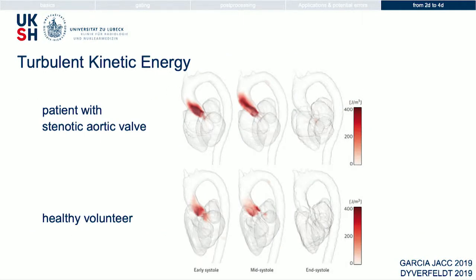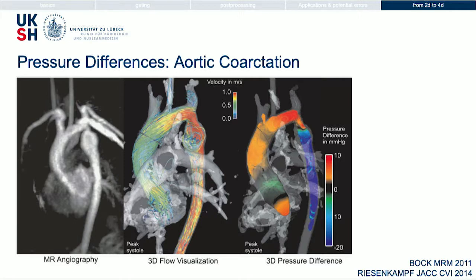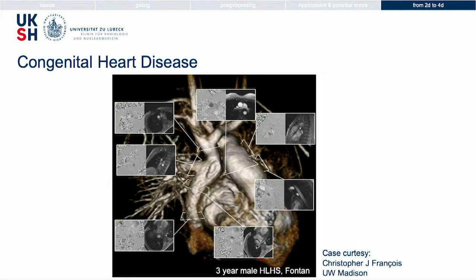You can also measure turbulent kinetic energy with 4D flow MRI. That's the energy that gets lost for blood propulsion and is just turbulent and doesn't help the blood flowing through the aorta. And you can also measure pressure differences, for example, in vessel stenosis, such as aortic coarctation. Remember, it's not the actual pressure you're measuring, it's the pressure differences you're measuring with 4D flow or 2D flow MRI.